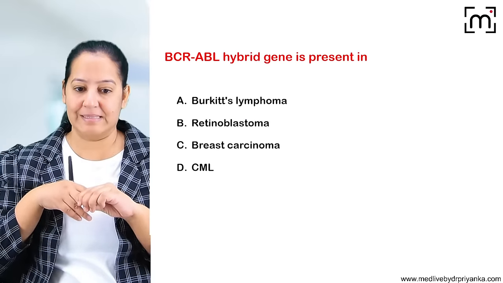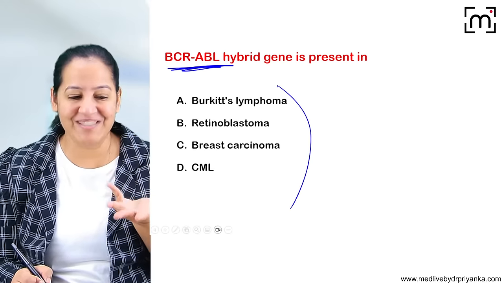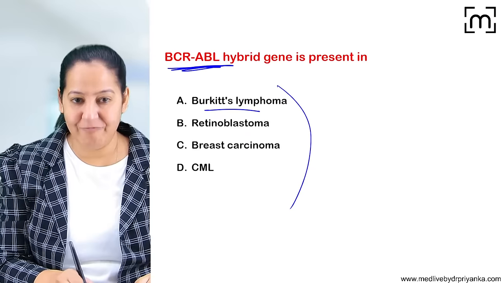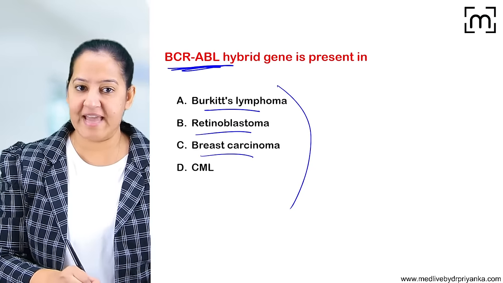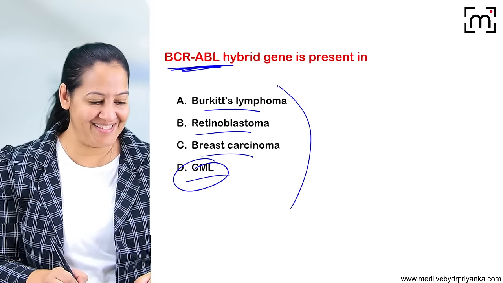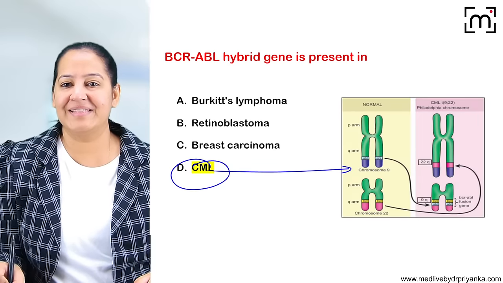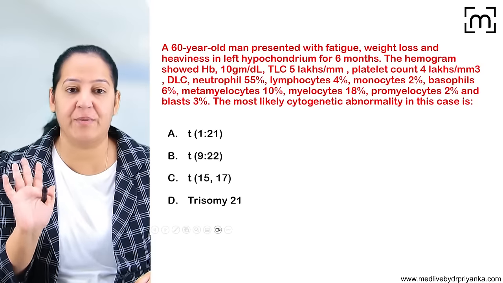Read the question, tell me the answer. BCR-ABL hybrid gene is present in which leukemia? Obviously, the question is very easy. Is it Burkitt lymphoma, retinoblastoma, breast cancer, or CML? I guess the question is super simple. Of course, the answer is CML. So I'm not waiting. Yes, yes. The correct answer is D, and you all are right. You can see the ABL-BCR fusion on the Philadelphia chromosome, 22.